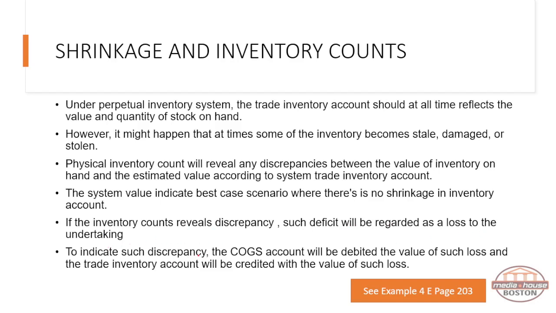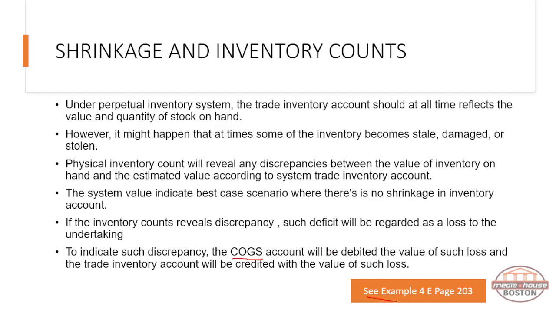To indicate such a discrepancy, the cost of sales account will be debited, if there is a difference between what the system is saying and what is on hand in the warehouse. Say the system says there are 20, and the warehouse says there are 15. When you count and find 15, it means 5 items are lost. The value of those 5 items will be debited to cost of sales, meaning cost of sales will go up and our revenue will stay the same. So we suffer a lower gross profit.